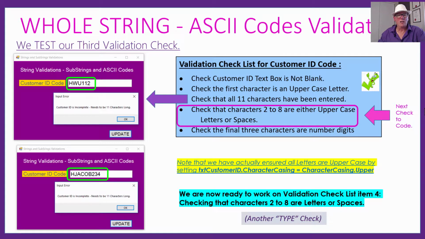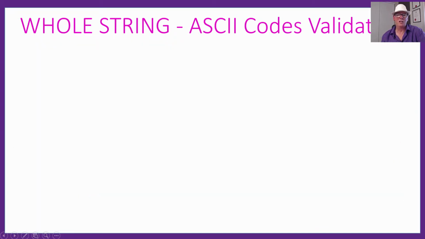So our next check is, we can now go on to check whether characters 2 to 8, remember they've got to be letters or spaces. So where we've got H Jacob over here, that has to be letters in those spots or spaces, okay? After that first letter's put in. So we're doing another type check now. You don't just do existence, type and range, 1, 2, 3, and you're done. We've done those 3 checks. Now we actually need a 4th check, and we're going back to doing type checking.